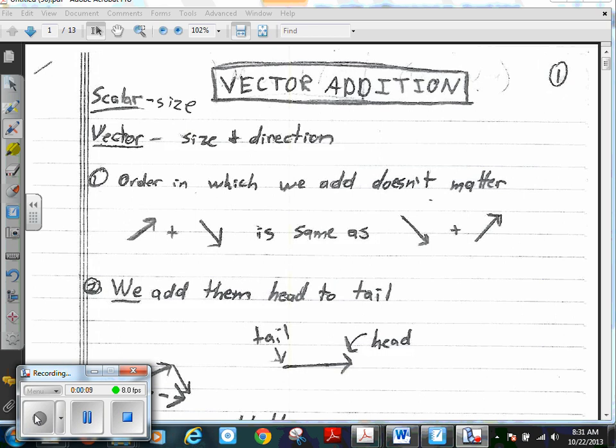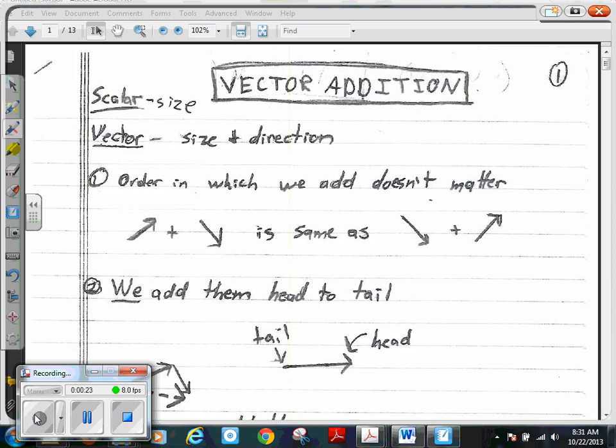If you didn't notice yesterday, you all had the same deck for your lab, and you all ended up in the same spot, right? But did you go the same way? No, you didn't. You did not go the same way. The reason we did that was to express this point right here: the order in which we add vectors doesn't matter.